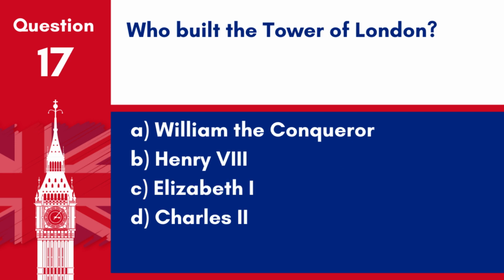Question 17. Who built the Tower of London? A. William the Conqueror. B. Henry VIII. C. Elizabeth I. D. Charles II. Answer: A. William the Conqueror. The Tower of London was initiated by William the Conqueror in the late 1060s.